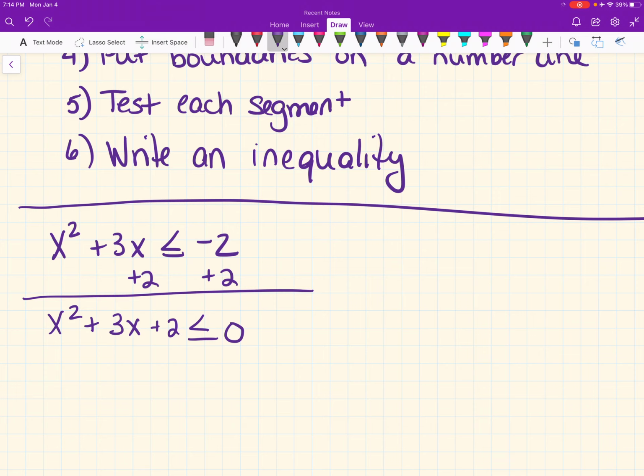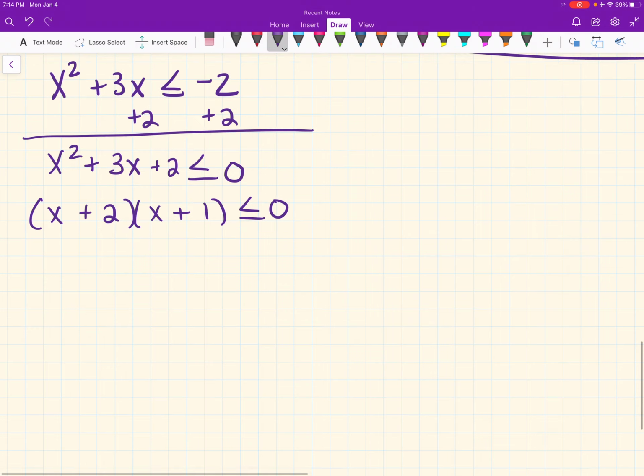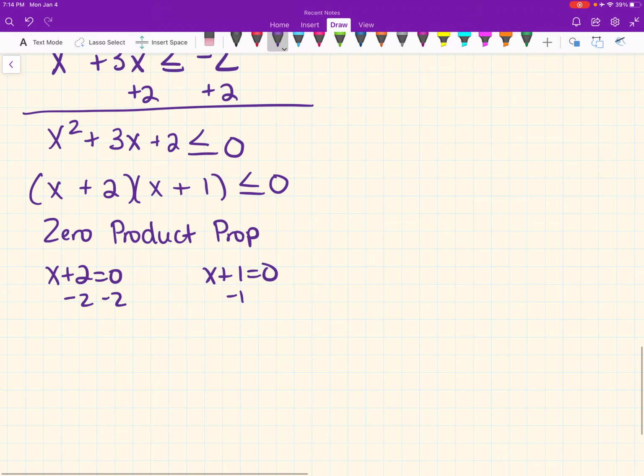Now, again, if you don't know how to factor, you're out of luck again. I keep telling you, you got to know how to factor: x plus 2 and x plus 1. And then we're going to use our zero product property to find our boundaries. So x plus 2 equals 0 and x plus 1 equals 0, our two boundaries are going to be x at negative 2 and x at negative 1.